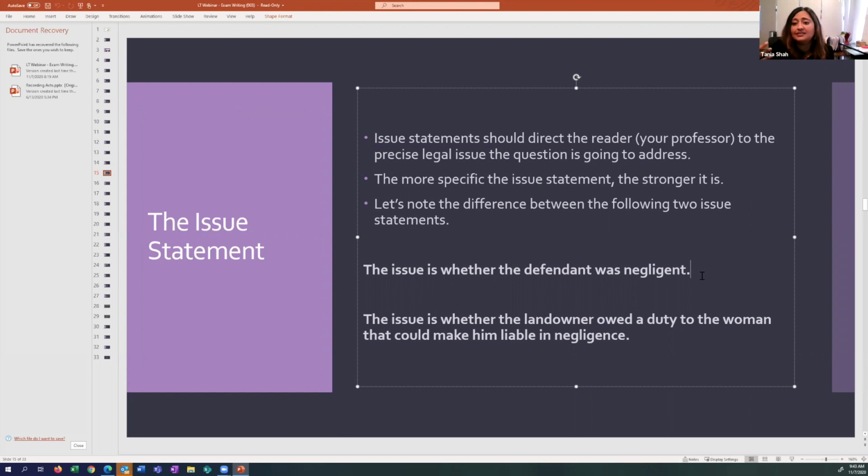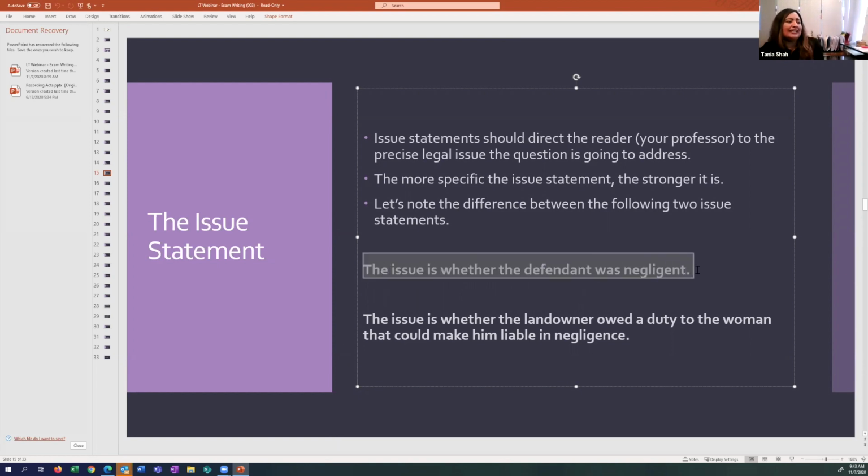Because you don't have facts to tie in, but the issue is whether the landowner owed a duty to the woman that can make him liable in negligence. Okay, now we're bringing in the fact pattern. You're telling your professor, I'm paying attention to this magnificent fact pattern that you created for me, and I'm using the facts in my issue statement. And this is going to be much better than this.